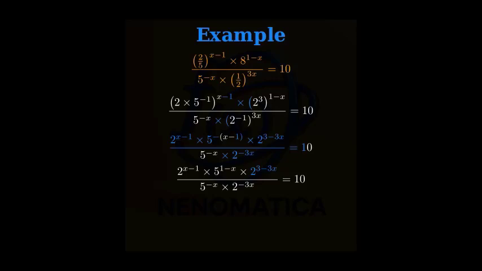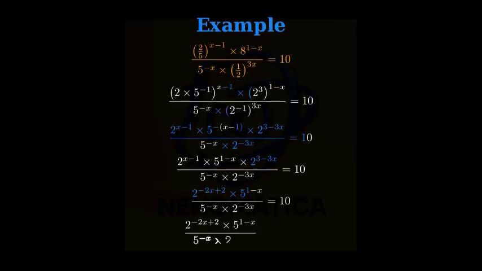The expression 5 to the power of negative x plus 1 simplifies to 5 to the power of 1 minus x. Now, let's combine the terms with the same base. In the numerator, we have 2 to the power of x minus 1 times 2 to the power of 3 minus 3x. When we multiply terms with the same base, we add the exponents. So this simplifies to 2 to the power of x minus 1 plus 3 minus 3x, which equals 2 to the power of 2 minus 2x.